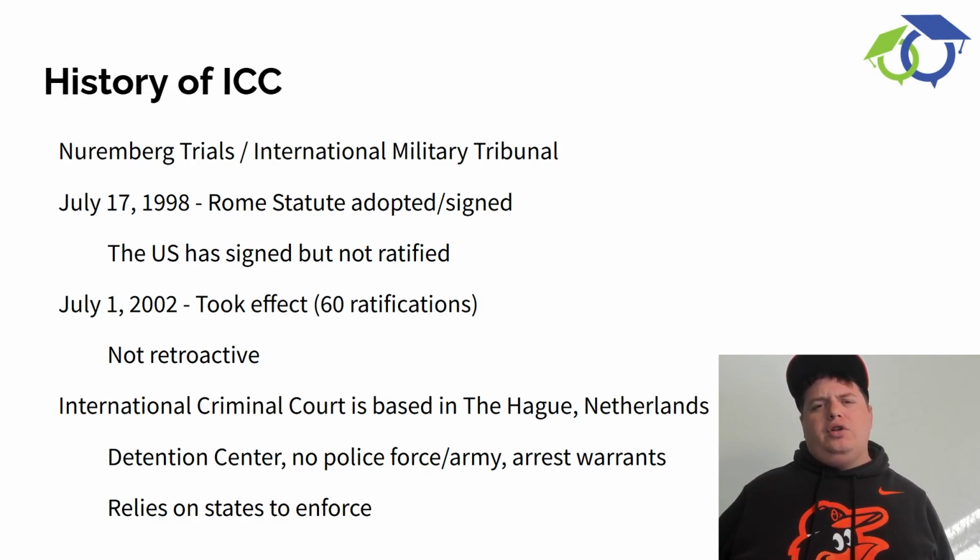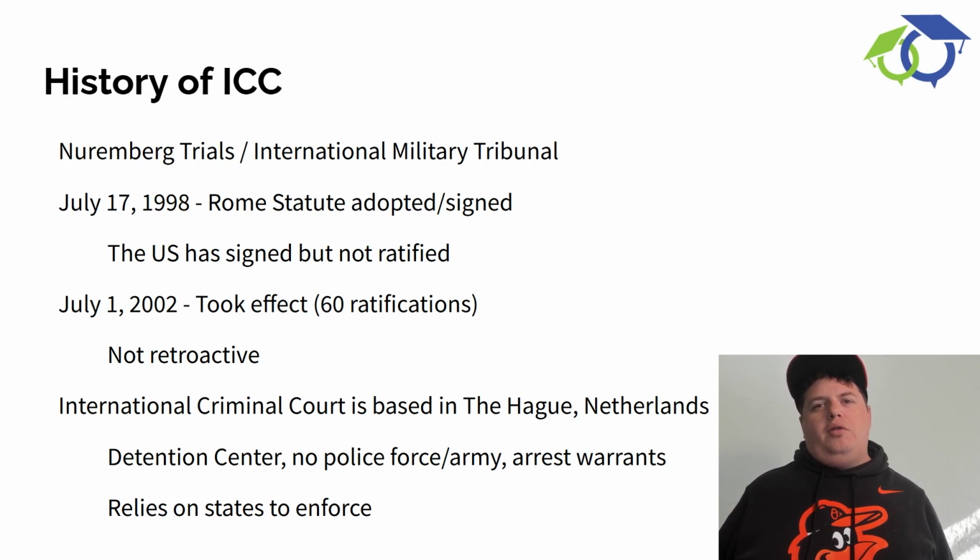The thing that's important to note is that it is not retroactive. So any crime that took place before July 1st, 2002 cannot be tried by the International Criminal Court because it is not retroactive. You will often hear the International Criminal Court referred to as The Hague because that is where the International Criminal Court is based in the Netherlands. The problem with this is that there are a lot of other organizations that are based in The Hague, so you have to be very, very careful when you are doing your research about the International Criminal Court.